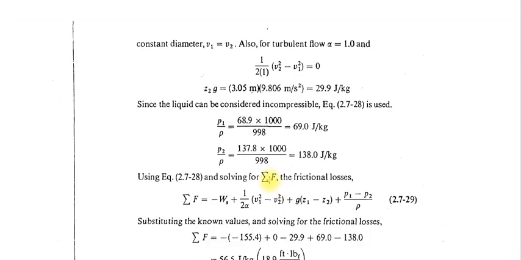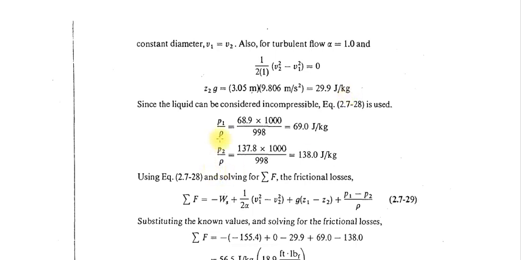Now if the velocity at the entering point and exit point are the same, then the kinetic energy requirement will be 1 by 2 alpha times v2 average square minus v1 average square. Alpha is 1 here, and since v2 equal to v1, the kinetic energy requirement equals 0. Then the potential energy requirement is g times Z2 minus Z1. The height difference is given as 3.05 meter, multiplied by g, 9.806. So you will get 29.9 joules per kg. This is the amount of energy change required due to the change in height.